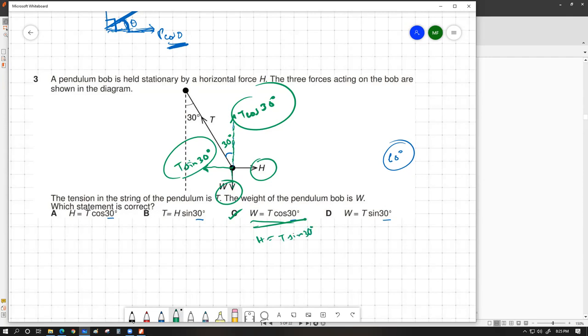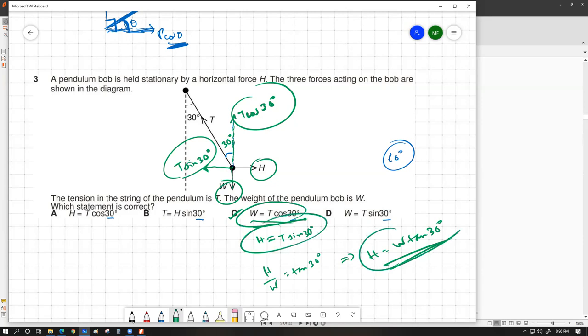And just in case you want to bring about the relation between W and H, if we just divide these two, I could also write H divided by W equals tan 30. So if the question had another equation, let's say that looked like this, H equals W tan 30, that would also have been a correct, acceptable formula or mathematical equation, which was not given in this question, but any of these three equations, all three of them are equally applicable.